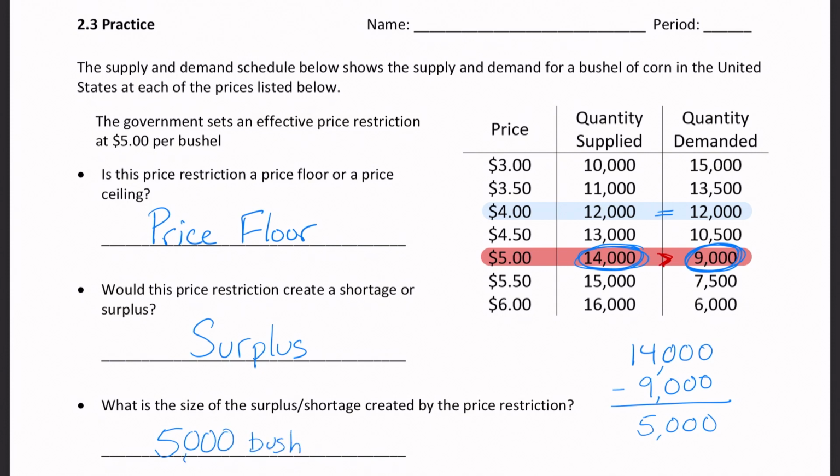So this is probably pretty much exactly how you would see it showing up on your test, something along these lines where you're asked to identify, is this a floor or a ceiling, surplus or a shortage, and what is the size of that surplus or shortage. So make sure that you can look at these and identify some of that stuff as you do.